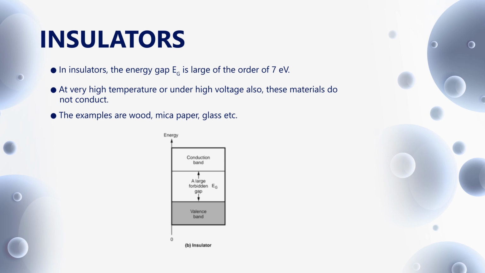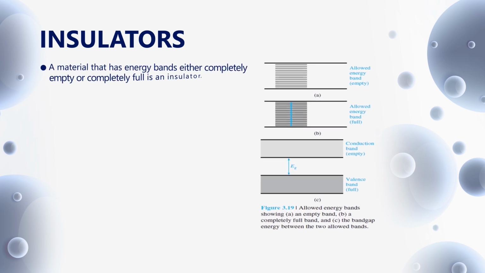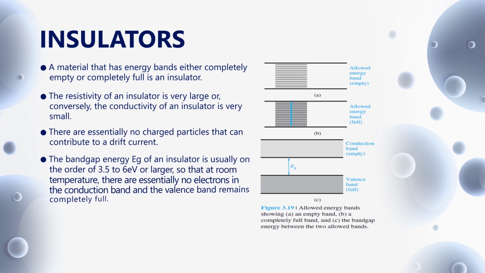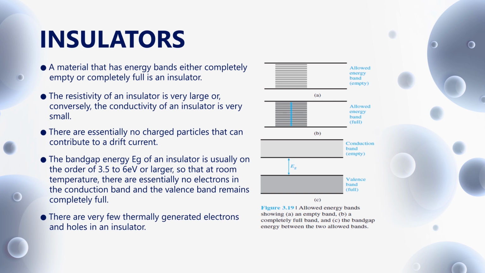So, here we can see the energy bands for the insulators. Here we can see that the allowed energy band is empty and the other allowed energy band is completely filled. So, if the allowed energy bands are completely filled, no transition of electrons will take place, hence it will act as an insulator.